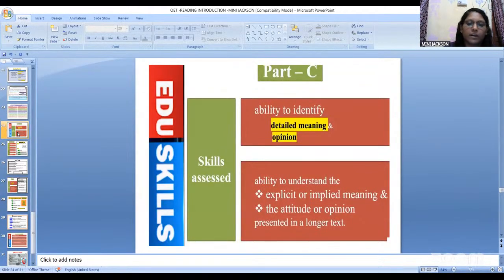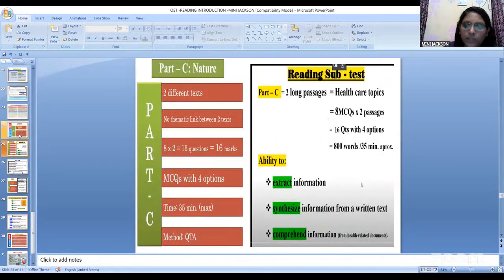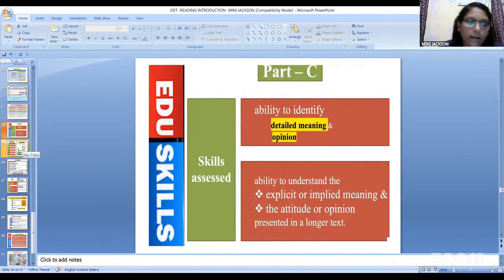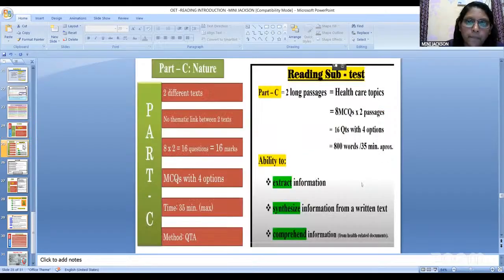Here, what is given is like a detailed study. You have to go for it. We need to understand what opinion is given and what attitude is mentioned. Then next, the reading part in nature. What type of text will be there?